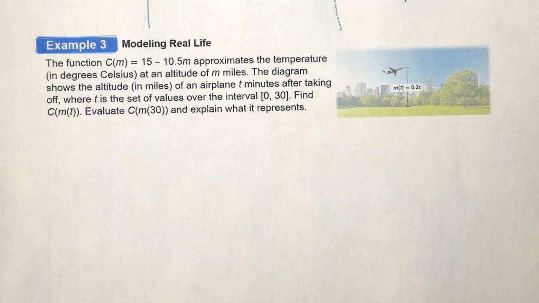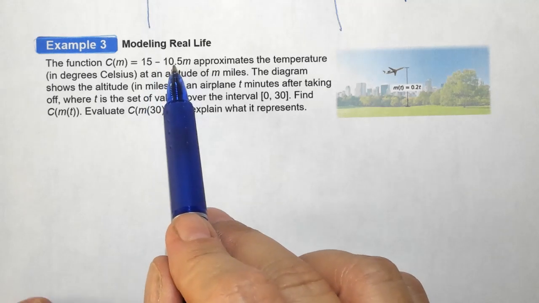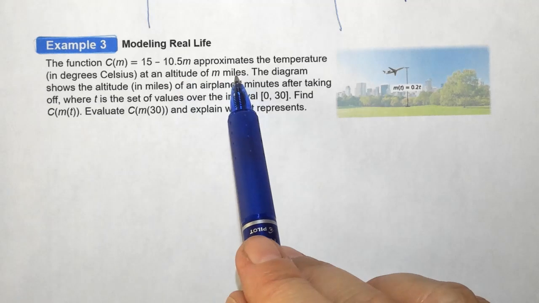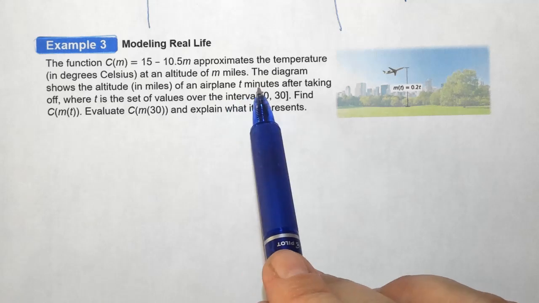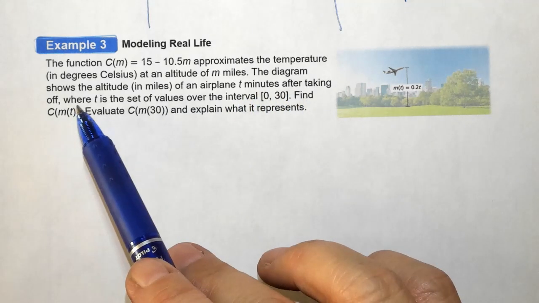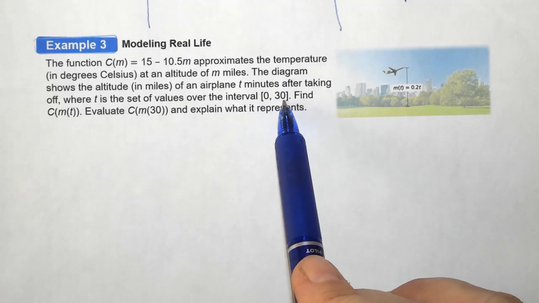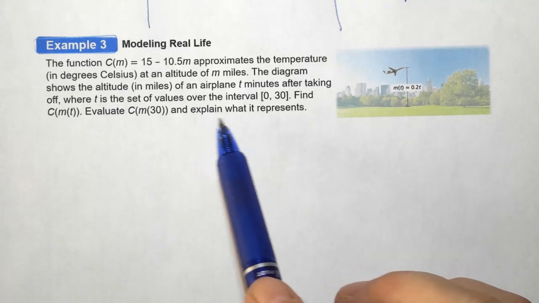Modeling real life. They like to throw in word problems, so if you see something like this, you need to know how to do it because it's not that challenging. It's kind of what we were just doing. All right, so the function c of m is equal to 15 minus 10.5 m. It approximates the temperatures in degrees Celsius at the altitude of m miles. The diagram shows the altitude in miles of an airplane t minutes after taking off, where t is the set of values over the interval 0, 30. So remember that's like 0 to 30. Find c of m of t and evaluate c of m of 30 and explain what it represents.